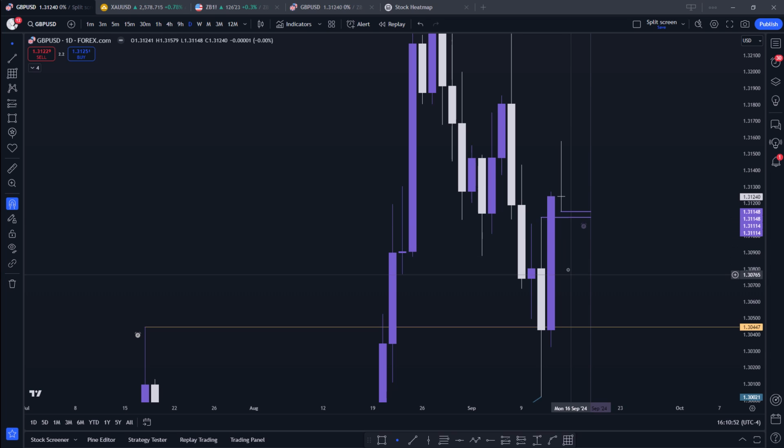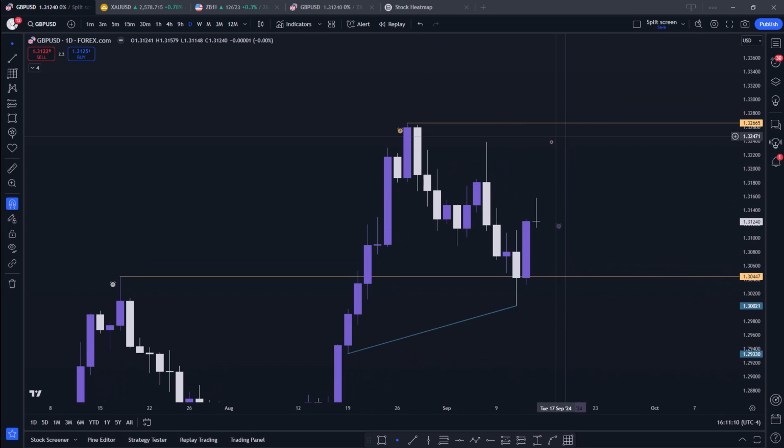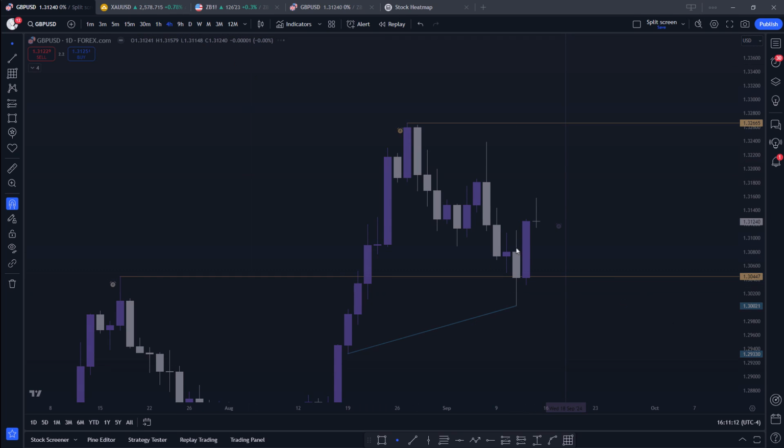I would like to see us tap somewhere within this wick to body area, but it would also be nice to see a body not close below this small inefficiency in price. I don't want to see us close below the fair value gap. It's not a necessity, but it would be nice. So yeah, I'm looking for an expansion higher from here.